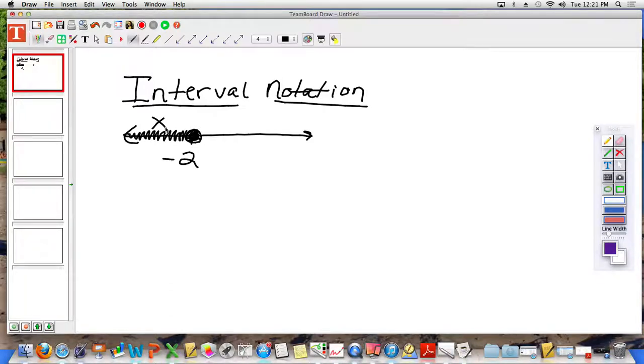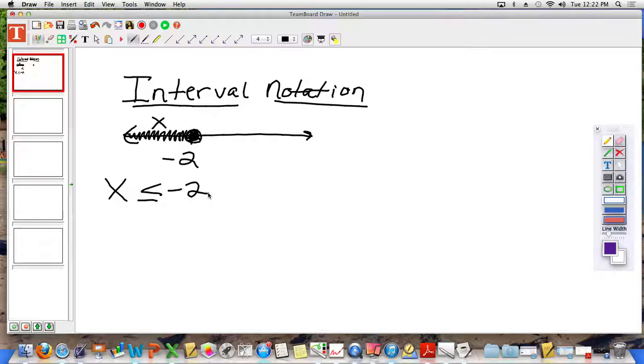So right now we have represented all of the X values that are what? Less than or equal to -2. So we would write it in inequality notation like this: X is less than or equal to -2. But there is another notation you can write it in, and that new notation is called interval notation. So we have a number line, we have inequality notation, and now we're going to talk about interval notation.